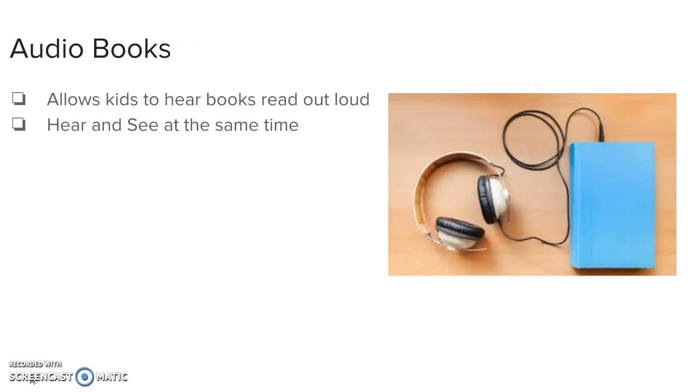The next form of assistive technology is audiobooks. Audiobooks and digital text-to-speech books allow for kids to hear books read aloud. It is helpful for some students to read along with the book so they are able to see the words at the same time.